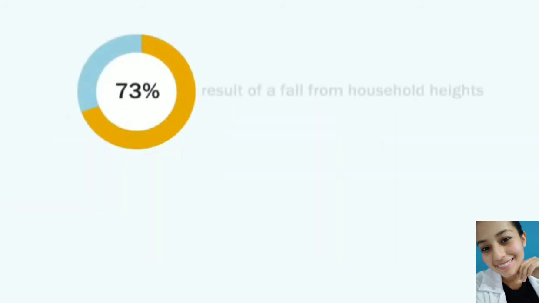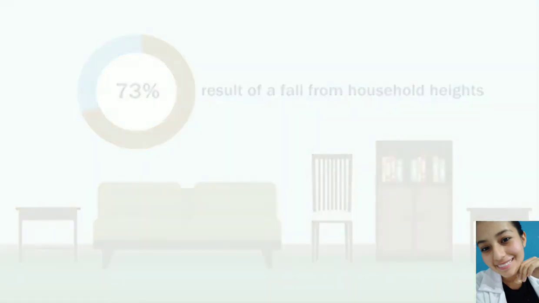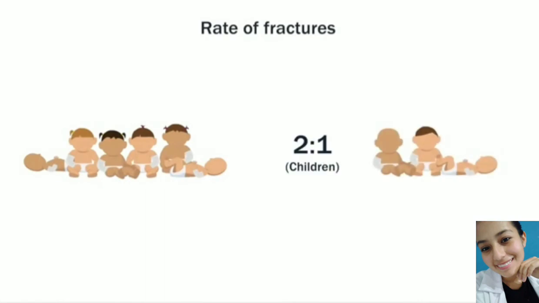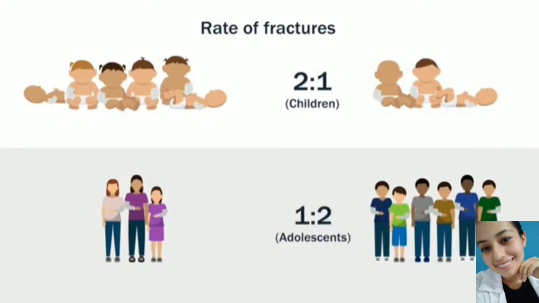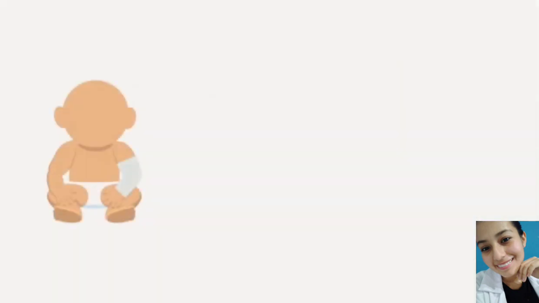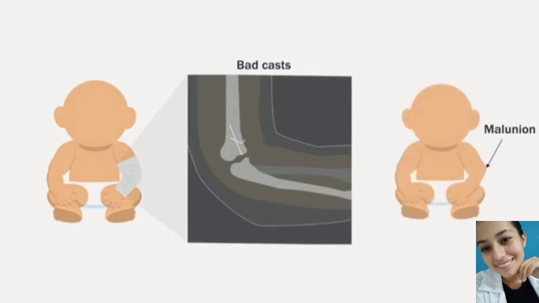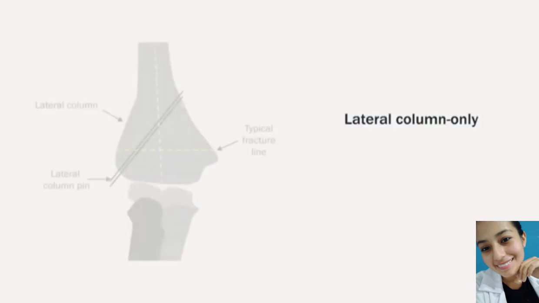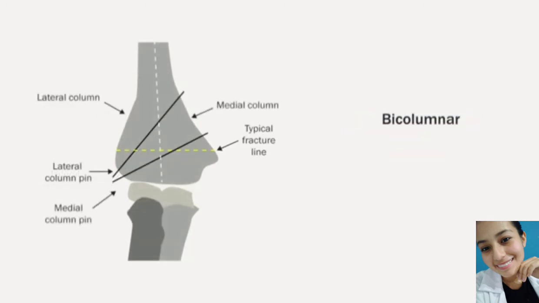73% of the fractures were the result of a fall from household heights. They also found that the ratio of females to males was 2-to-1, which differed from the data collected from older children, where fractures were more common in males. On examining the in-cast x-rays, the team found that many casts were poorly fitting and malunions were significantly associated with a poorly fitting cast. When lateral column-only fixation was used, the malunion rate was an alarming 36%, but when bicolumnar fixation was used, the malunion rate dropped to 11%.